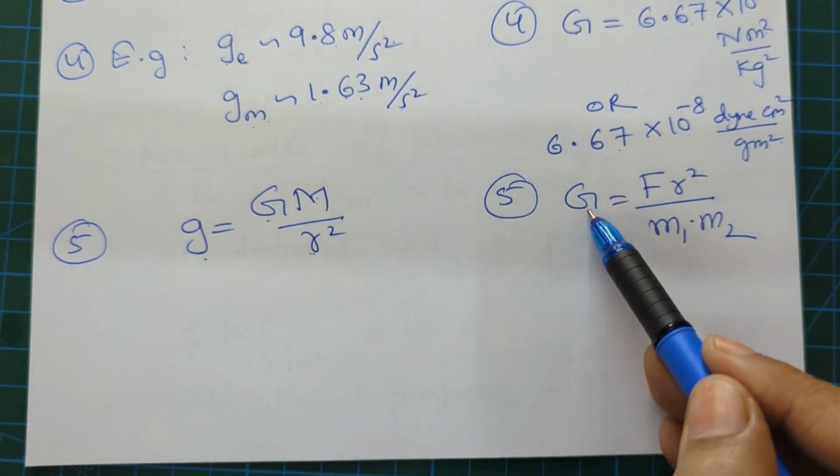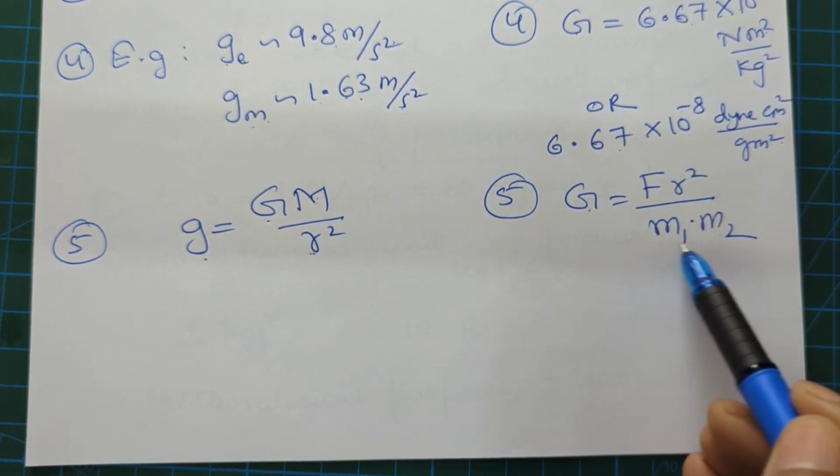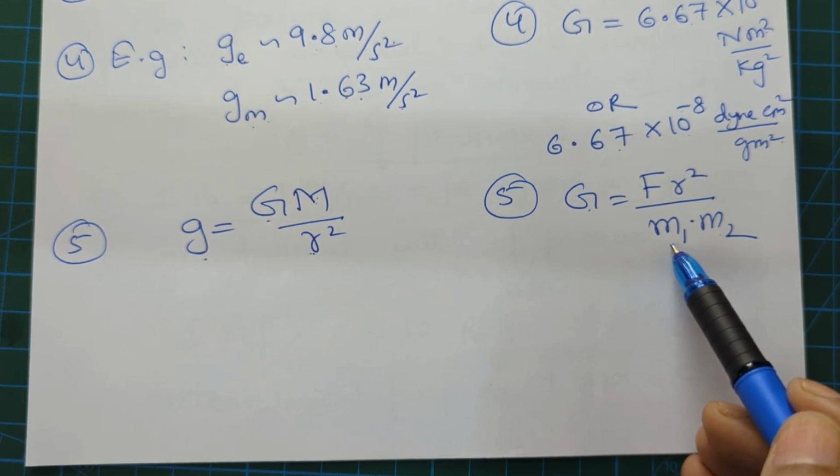Universal gravitational constant can be calculated using the formula F r square by m1 m2. This is taken from the universal law of gravitation mathematical expression.